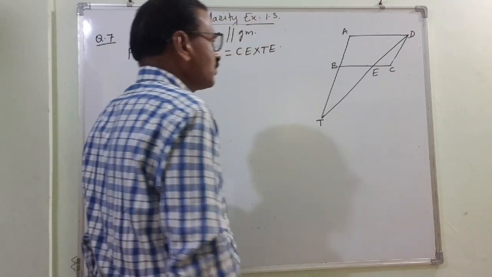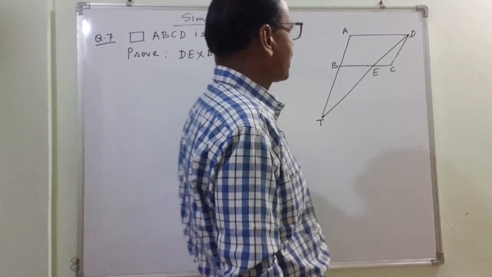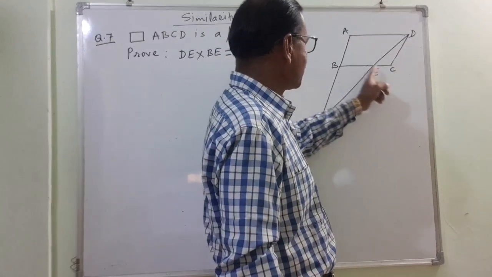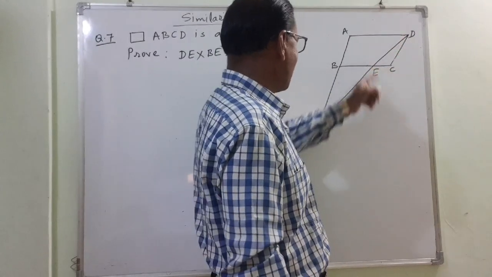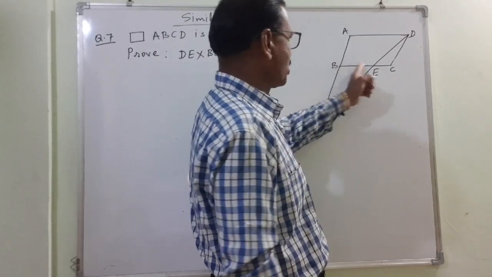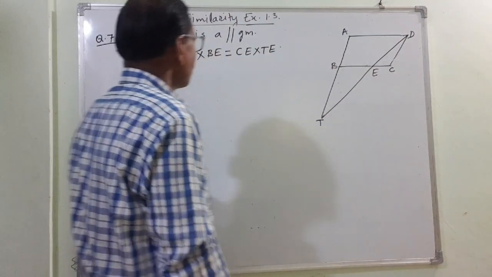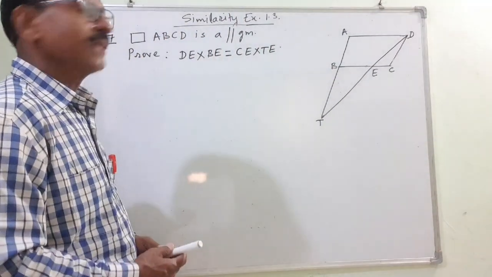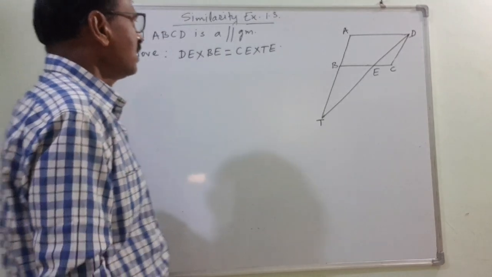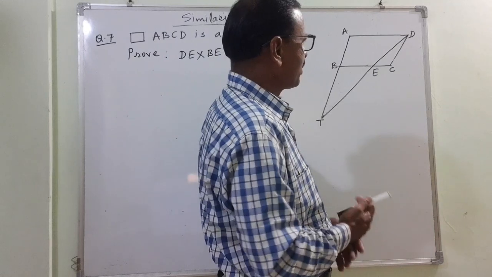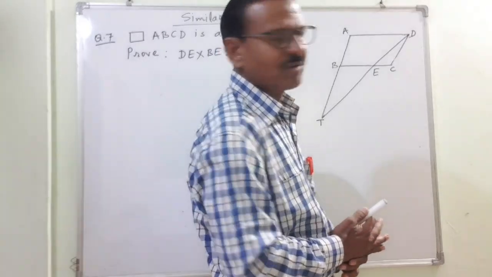So from this I can understand that I have to consider these two triangles, BCE, this triangle, and BTE or BET, these two triangles. First of all we have to judge it and then we will go on. In these two triangles, first of all we will see whether they are similar or not.